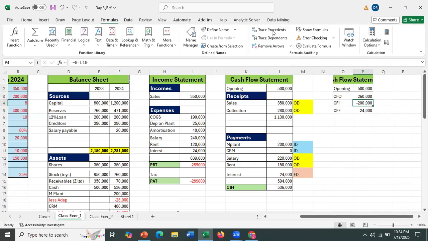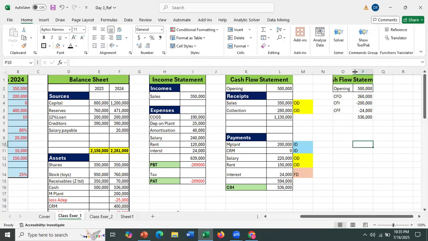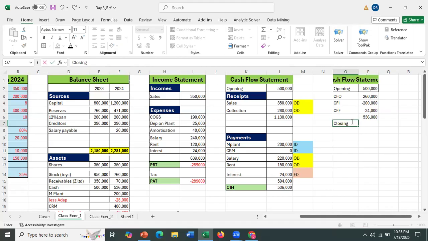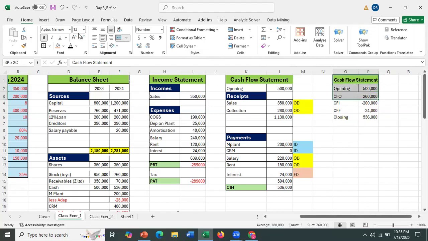Cash from investment is the purchase of plant, therefore negative. Cash from financing is the payment of interest. No raising of money, no payment of dividend. So the only financing activity that happened here is the interest payment. And this is closing cash in hand. So the accounting standard very clearly says that we should classify the cash flows. But that type of classification is not there in the income statement and the balance sheet as of now.